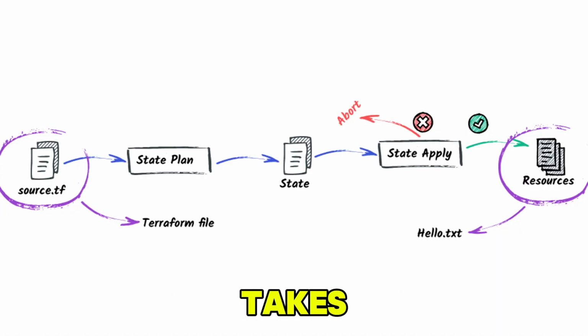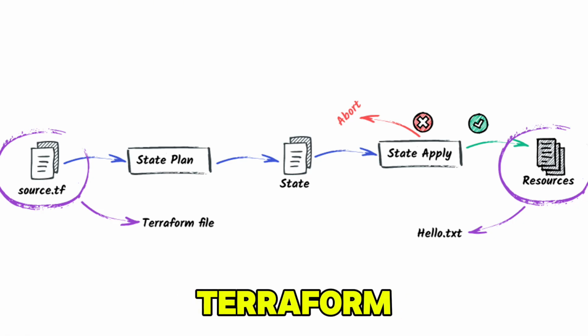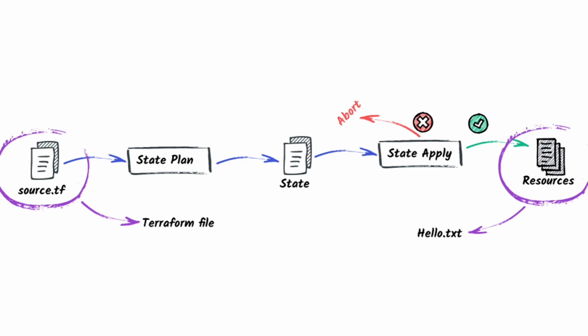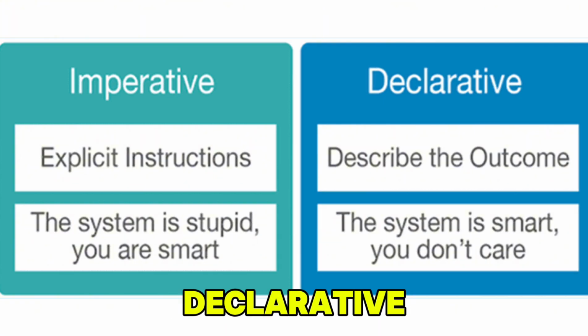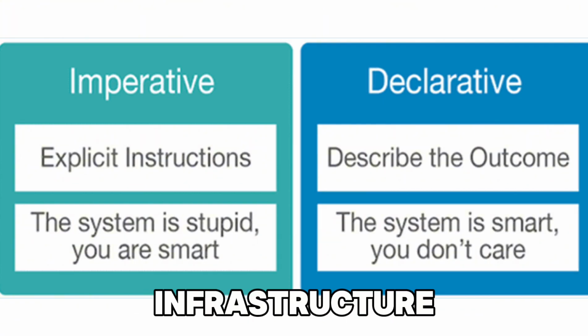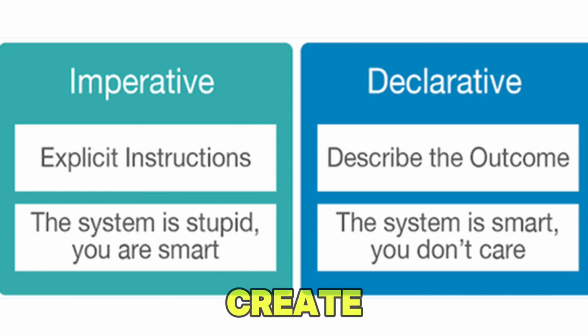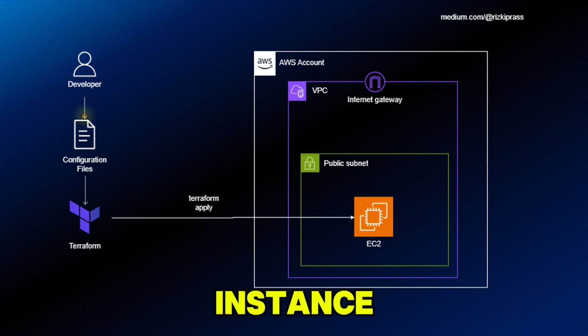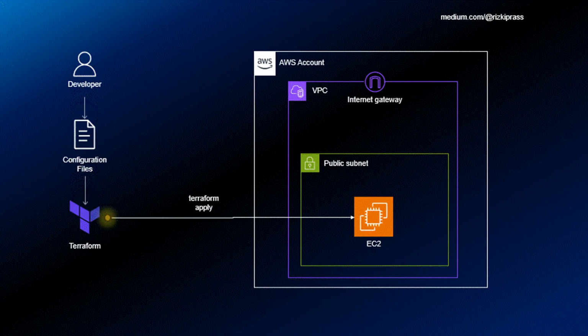Terraform, on the other hand, takes a completely different approach. It's declarative and state-driven. Instead of telling the system how to do something, you describe the end state you want, and Terraform figures out how to get there. Let's break down what declarative means. With Terraform, you define your entire infrastructure as code. Want to create an AWS EC2 instance? You'd write something like this.